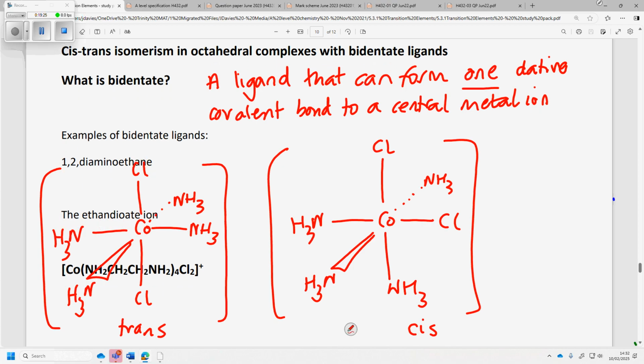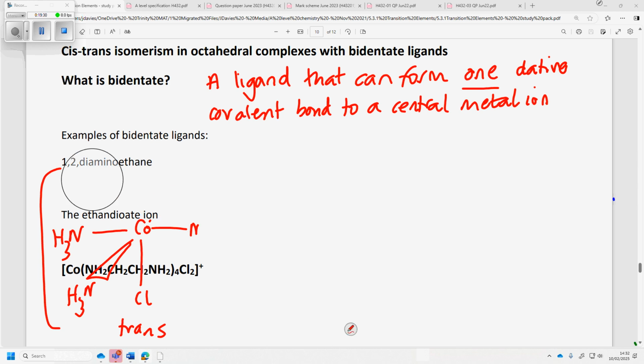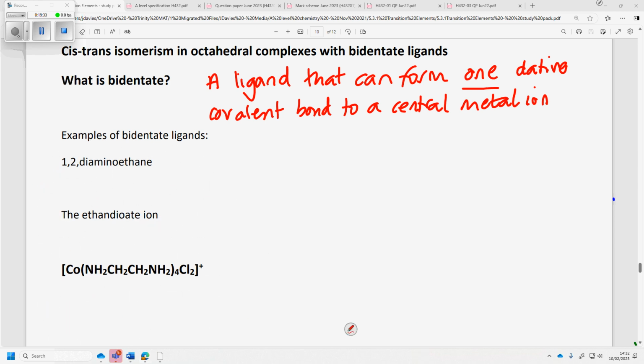Oh, it gets worse. There's more. Cis-trans isomerism in octahedral complexes with bidentate ligands. Well, guess what? A bidentate ligand is a ligand that can form 2 dative covalent bonds to a central metal ion. So we've got a molecule or an ion that's behaving as a ligand that is able to form 2 dative covalent bonds to that central metal ion.